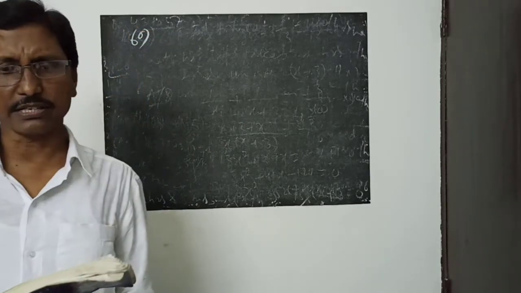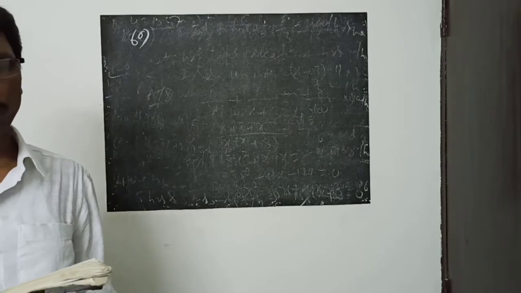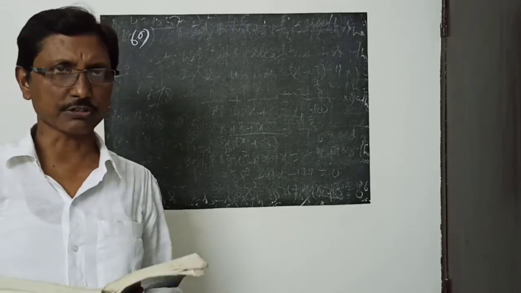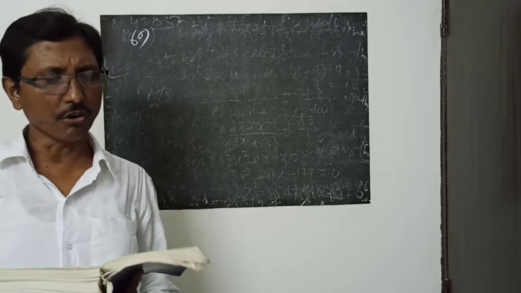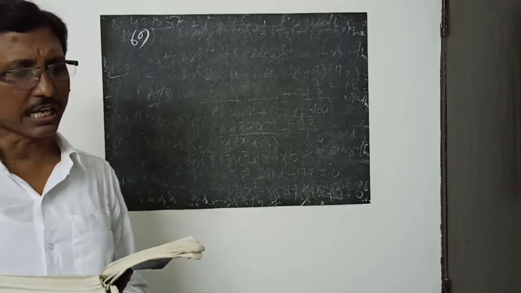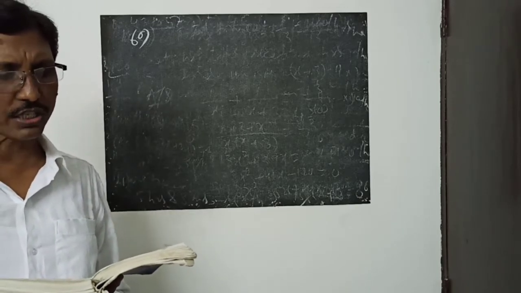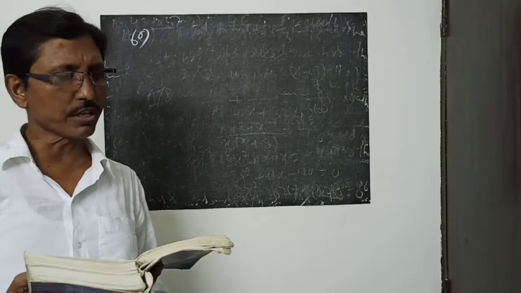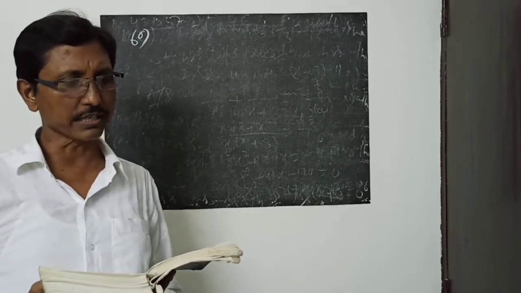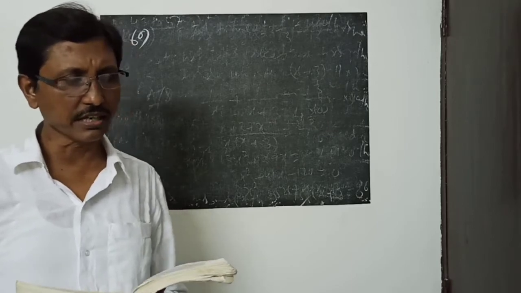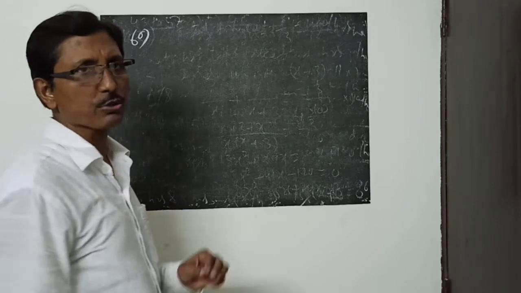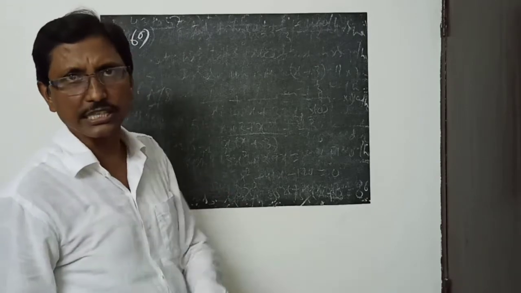What does the question say? The length of a hall is 3 meters more than its breadth. You are having a hall. Hall means it will be of rectangular shape, more or less. The length of a hall is 3 meters more than its breadth, and if the area of the hall is 238 square meters, calculate the length and breadth. The first condition is the length is 3 meters more than its breadth. So with respect to what is it given? With respect to breadth.